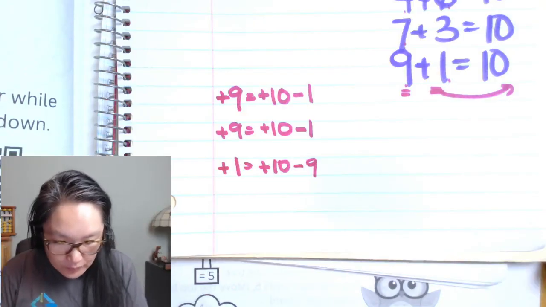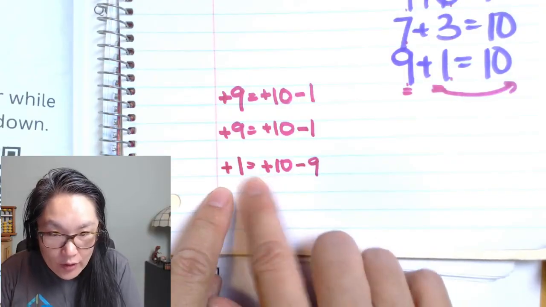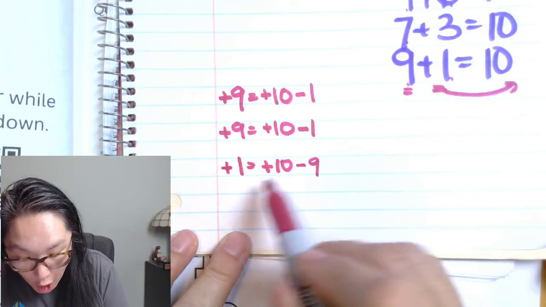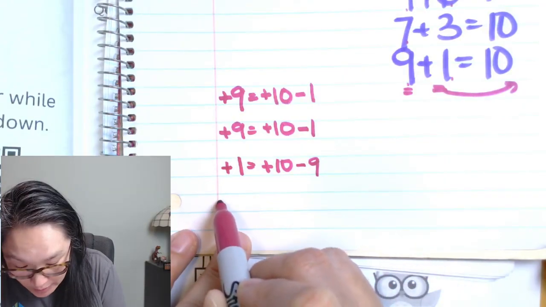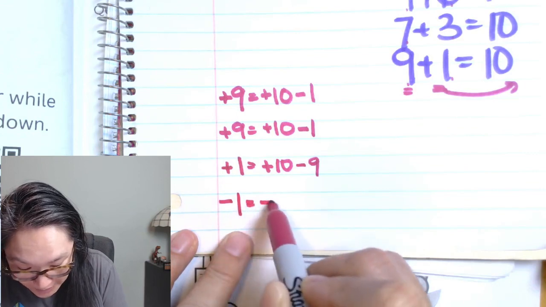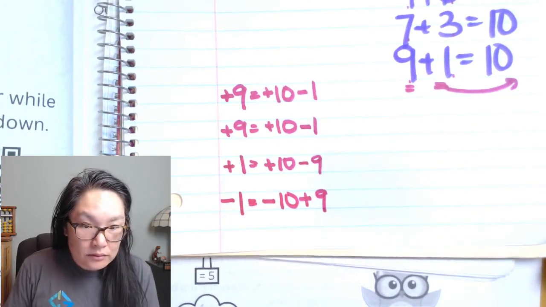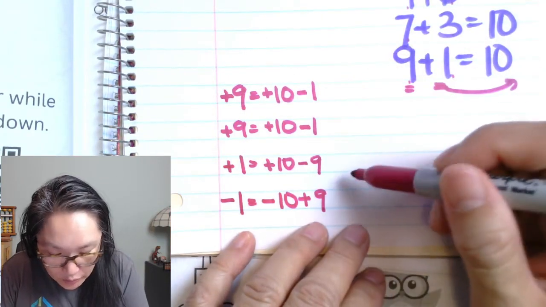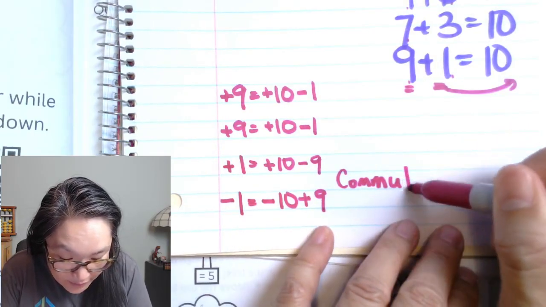Okay. So we're back to here. If we know how to add, we're going to know how to take away. Right? So if I'm going to do the opposite, the inverse, the reverse, I'm going to do the opposite. Minus the 1 equals minus the 10 plus the 9. Notice they're very similar.